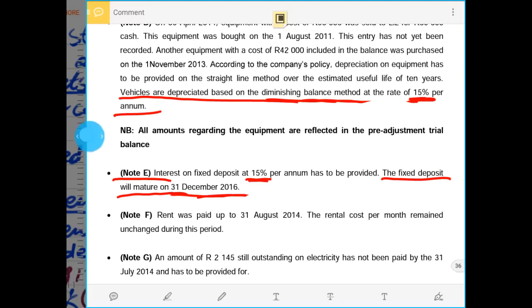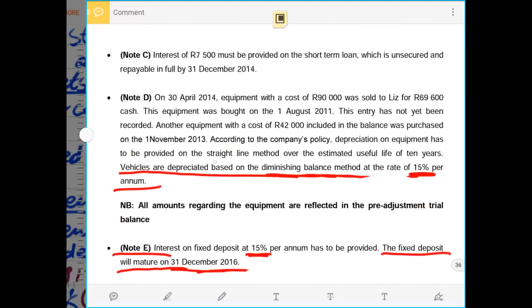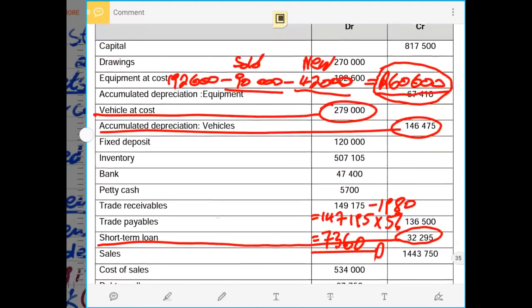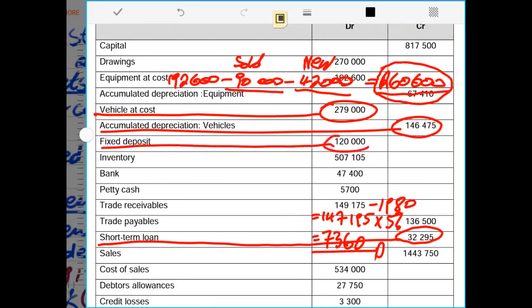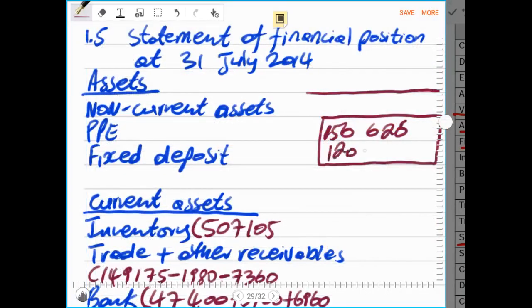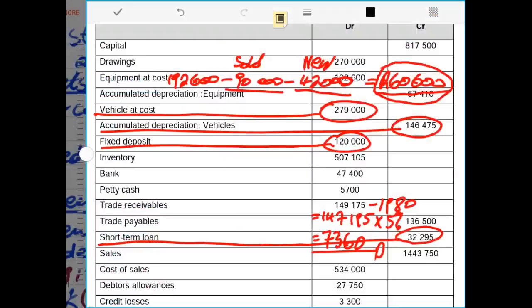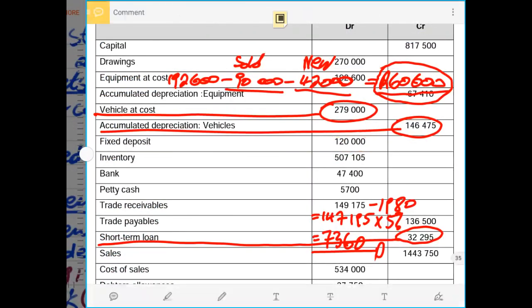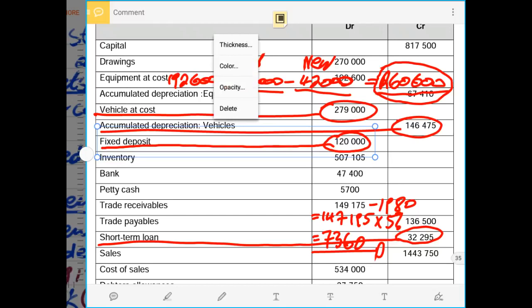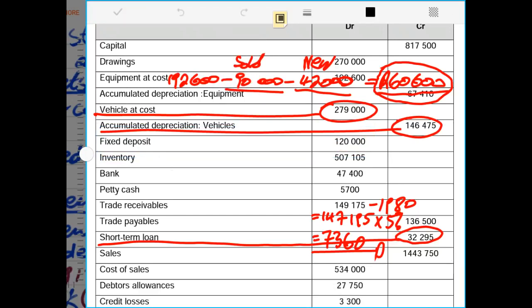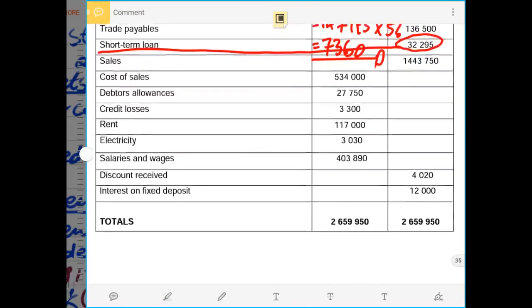Therefore, now the fixed deposit must be recorded as a non-current asset. Therefore, now the amount of the fixed deposit of 120,000 rands must be recorded under our non-current assets because it will mature in the next 24 months or 2 years. Then from there we can calculate the interest, and let us calculate the interest from the 120,000 rands. Therefore now we just have to say 120,000 rands times 15%. We know that the interest is calculated at 15%.